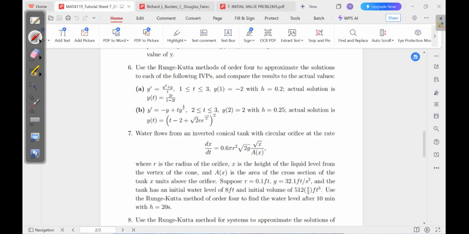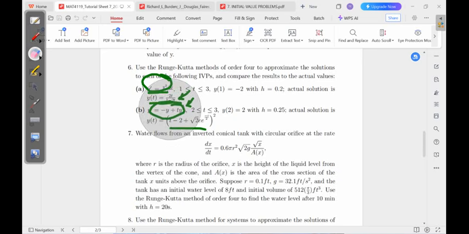So on each of them, like we have question 6a, we have this differential equation right here. Each of them has a differential equation. This one is the differential equation, then this part is the actual solution, so we use this one to approximate, then this gives us the actual values. Similarly, this one is the differential equation, then this part gives us the actual values.